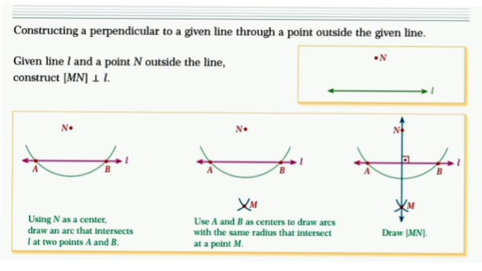Constructing a perpendicular to a given line through a point outside the given line. Given line L and a point N outside the line. Construct line segment MN perpendicular to line L. Using N as a center, draw an arc that intersects L at 2 points A and B. Use A and B as centers to draw arcs with the same radius that intersect at a point M. Draw line segment MN.